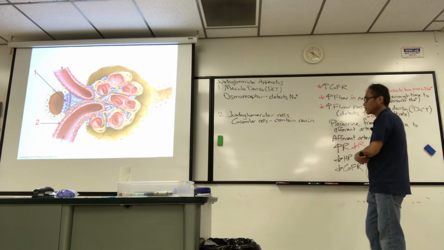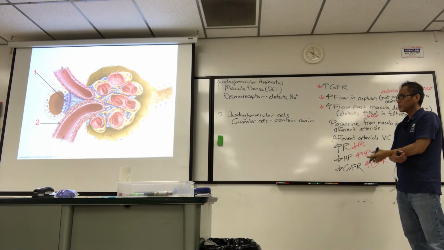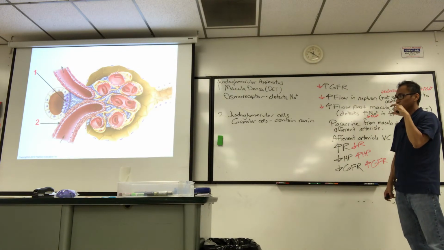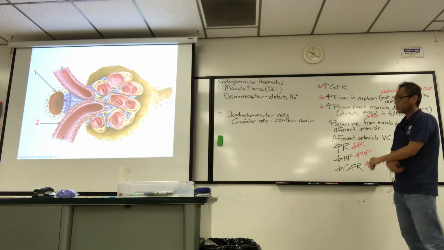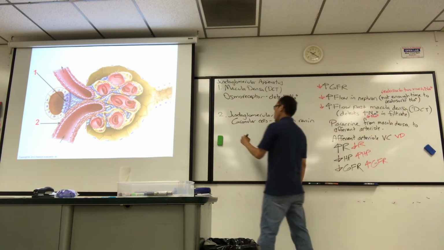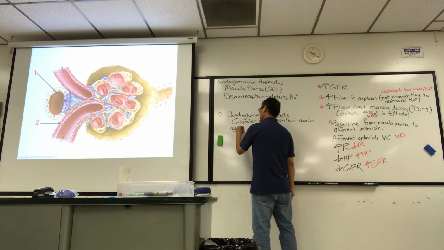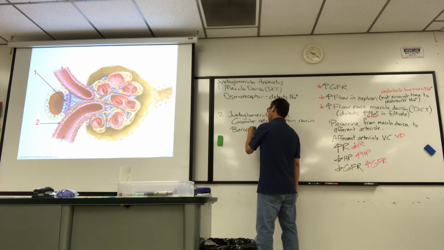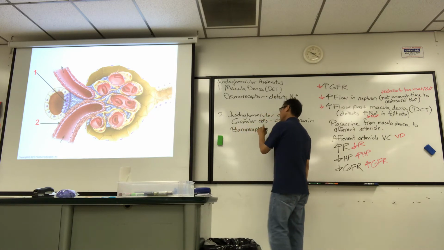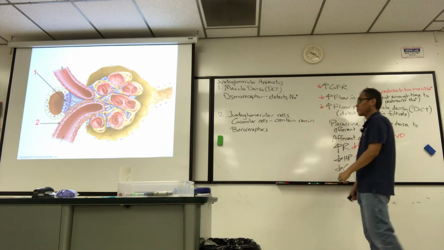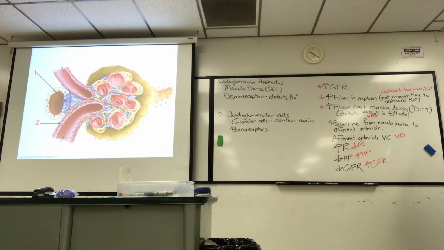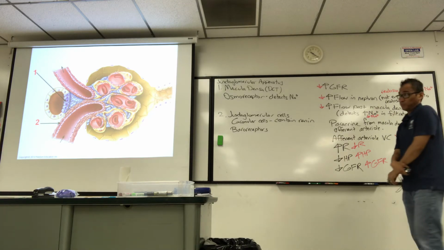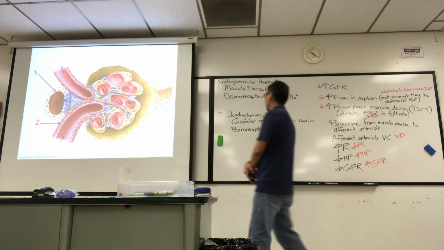We refer to these cells as baroreceptors. They're sensitive to blood pressure changes because look where they are. They're in the arteriole, right? Baroreceptors detect changes in pressure. That's what a baroreceptor is. We studied the baroreceptor in the carotid sinus. These are kind of like them. They're detecting blood pressure changes at the afferent arteriole.